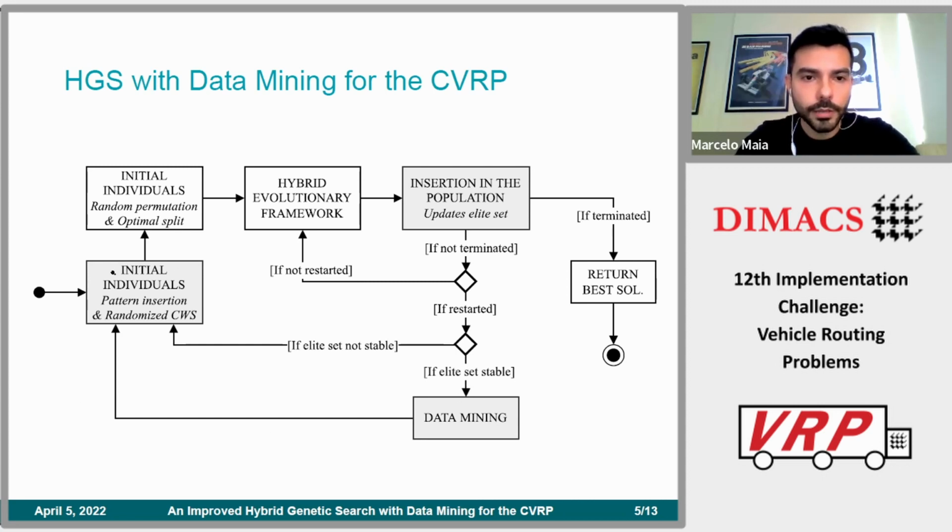Finally, we added a new individual generation method, but we keep the original method, which is more random than ours, so we can keep an adequate level of diversity in the initial population. So we have part of the initial individuals generated by a new method and part by the original one. Now let's take a look into this new generation method.